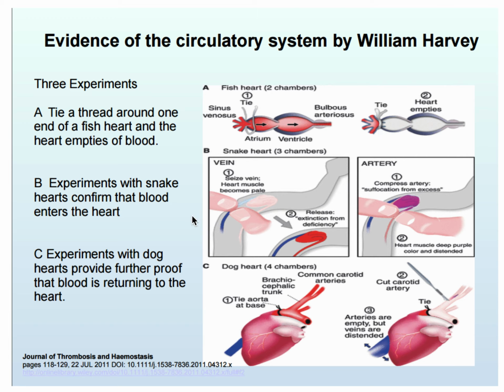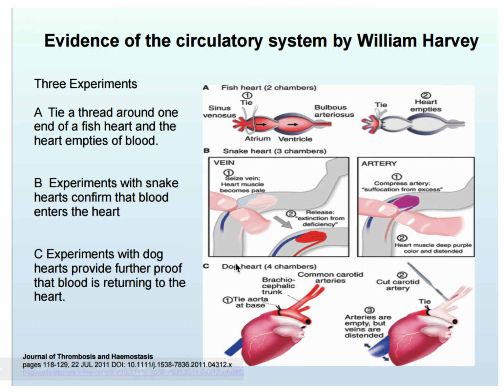He also did it with a snake's heart. So here in this picture you can see the snake's heart, and this is a vein, and this would be the artery. He pinched off one side of the vein, and what you can see is the heart became very pale because no blood was able to get to the heart. Then he did it on the other side, so you can see with the artery where he pinches the artery, and the heart becomes suffocated from excess of blood because the blood can't leave through the artery. So both of these experiments prove blood directional flow, so going into the heart through the vein, and that the heart would normally pump it out to the artery and the rest of the body.